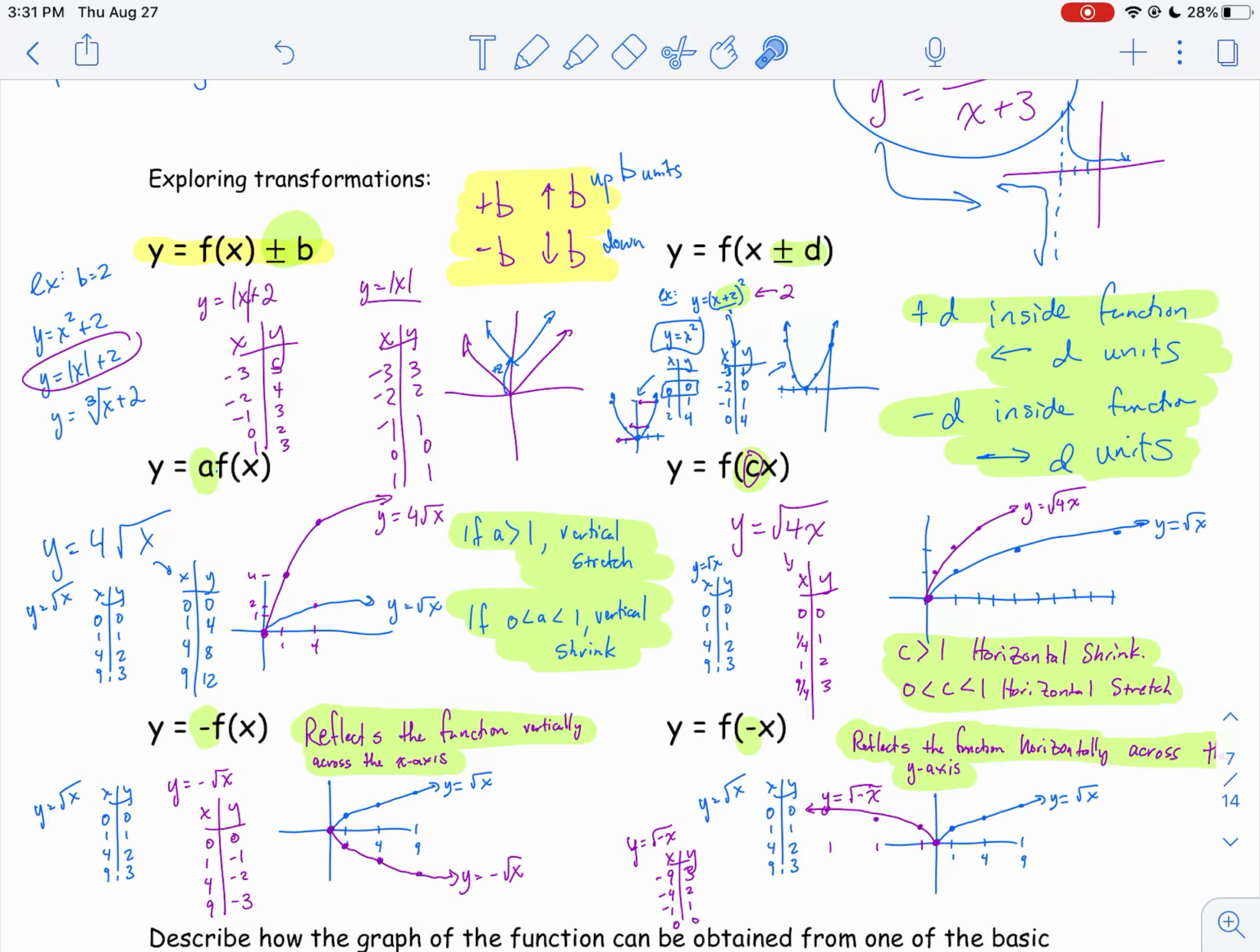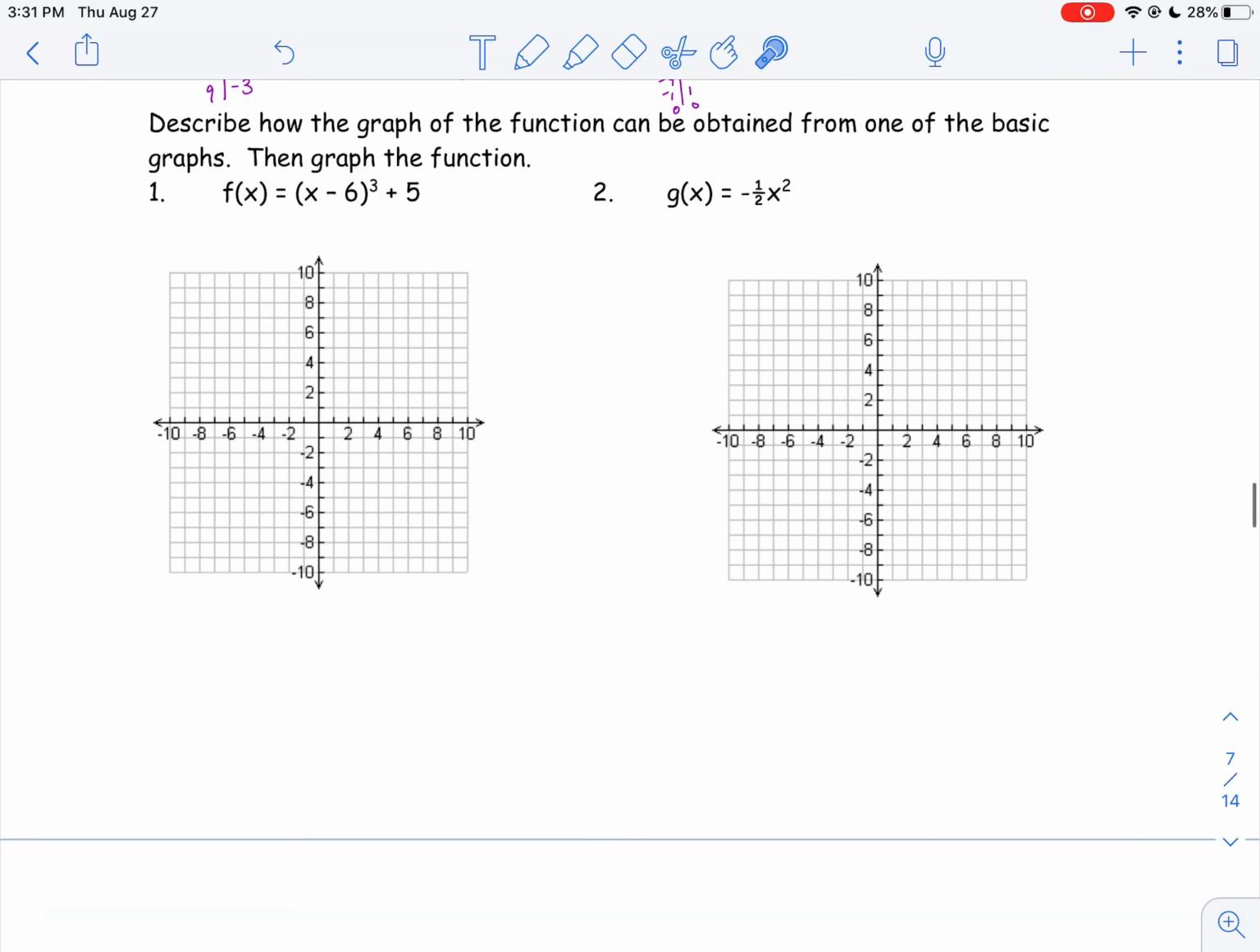The last thing I'll point out is with these two on the inside, it's, I think, backwards to what we would expect. Plus d moves it left. Times c shrinks it horizontally. And so those are some patterns that can help you to understand this. Let's keep going here.